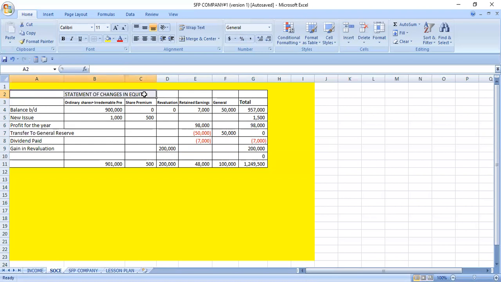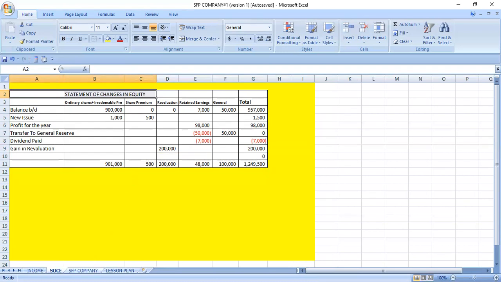Please take note. Preference dividends, preference shares are not entered in the statement of changes in equity unless we have got what we call irredeemable preference shares, shares that will never be bought back, or this is a permanent type of preference shares. So they fall under equity. We are done with this one.